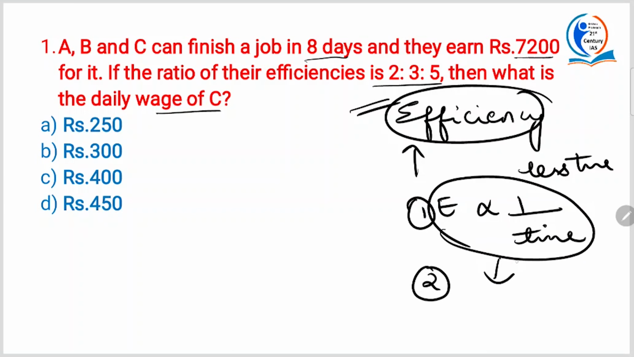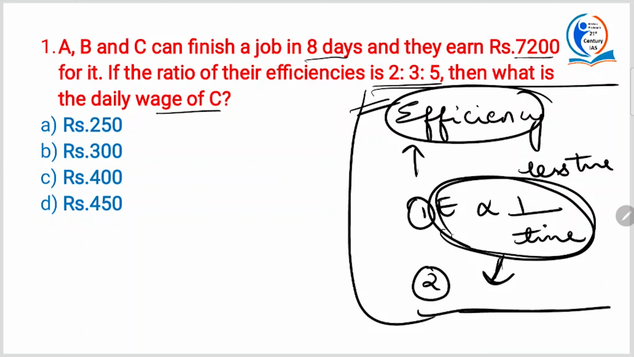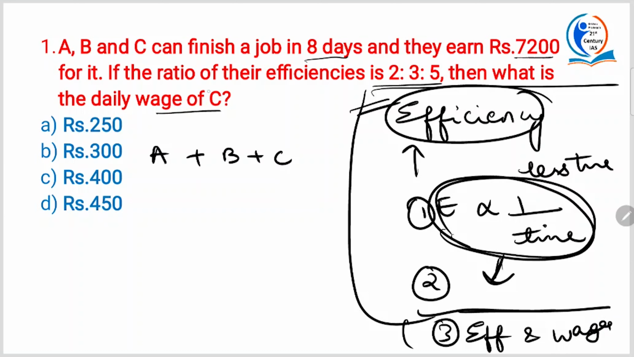So this one is the equation form. This one in statement form also you have to remember. And the third one is the efficiency and wages relation. Now we'll get back to the question here. A, B and C will finish a job in 8 days and they earn this much. If the ratio of their efficiencies is this, then what is the daily wage of C?